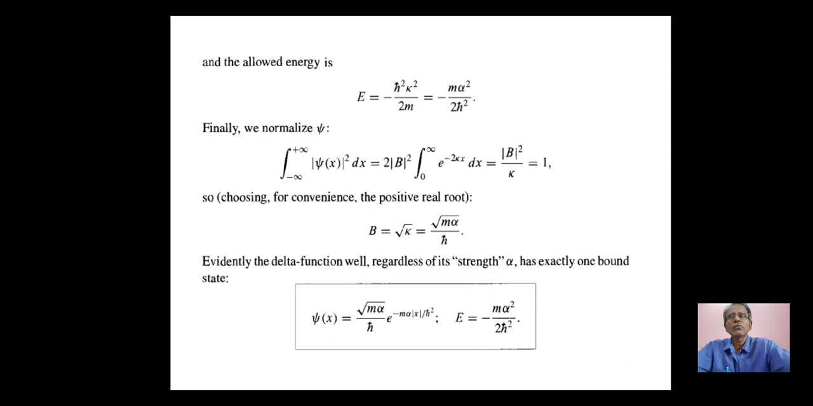To normalize psi, we have the integral of mod psi square dx, with limits minus infinity to plus infinity, equal to 1, and this gives b equal to under root k, equal to under root m alpha upon h cross square. Therefore, psi x is equal to under root m alpha by h cross, exponential minus m alpha mod x upon h cross square, and energy E equal to minus m alpha square by 2h cross square.